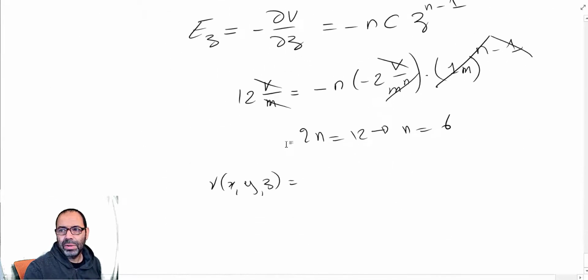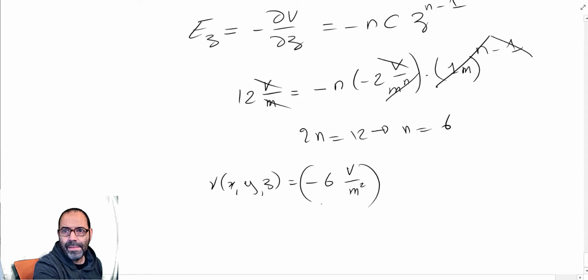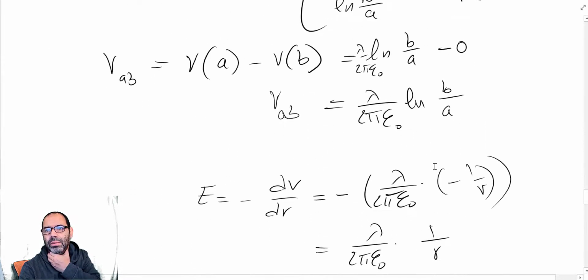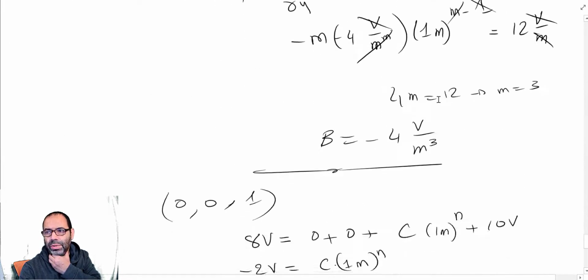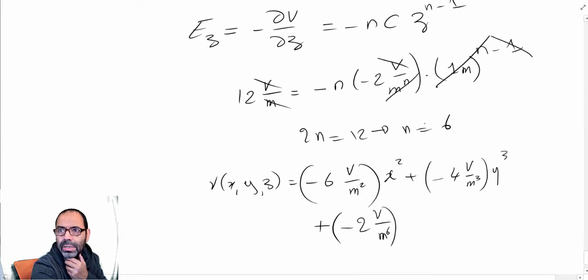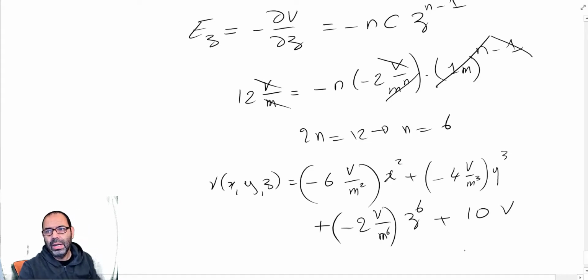It's negative 6 volt per meter squared times x squared plus b, which is negative... was it 4? Oh no, I went too far. Negative 4, and the other one is negative 2. So negative 4 volt per meter cubed times y to the power 3, plus the other one is negative 2 volt per meter to the power 6 times z to the power 6, plus 10 volts. So that's basically how the potential looks.